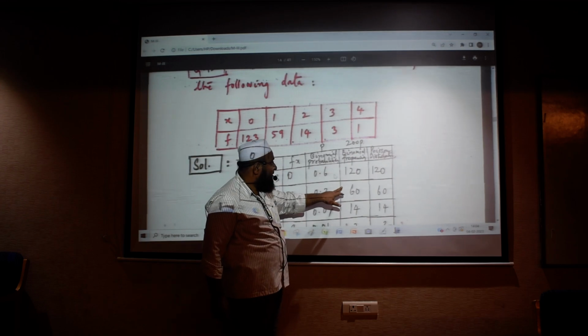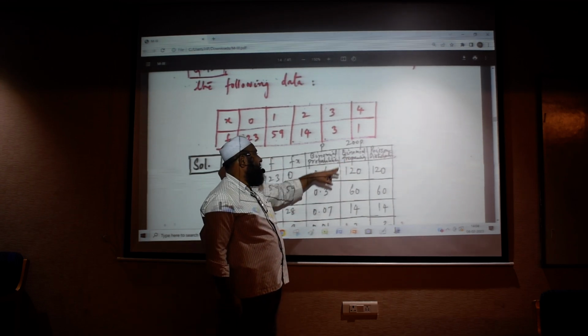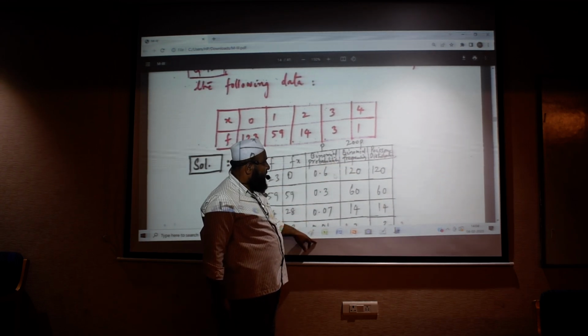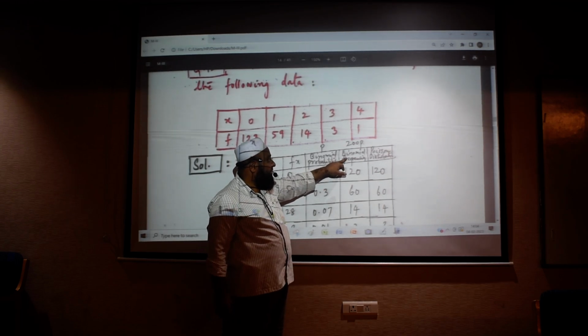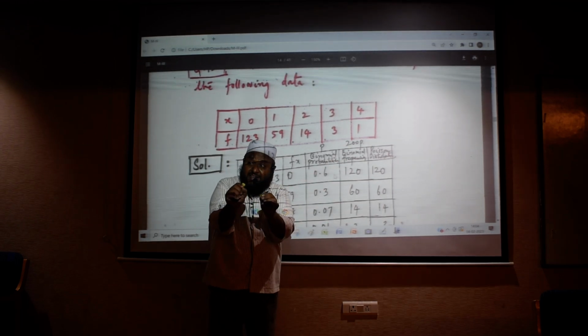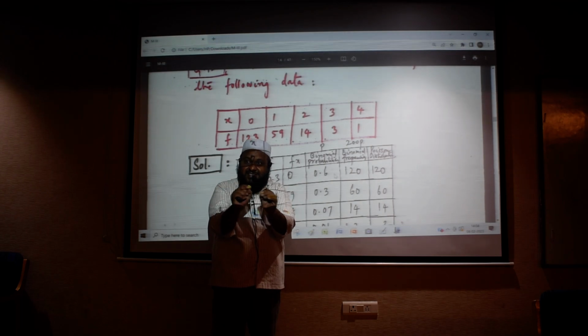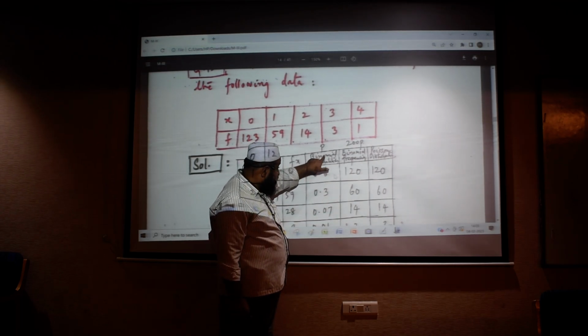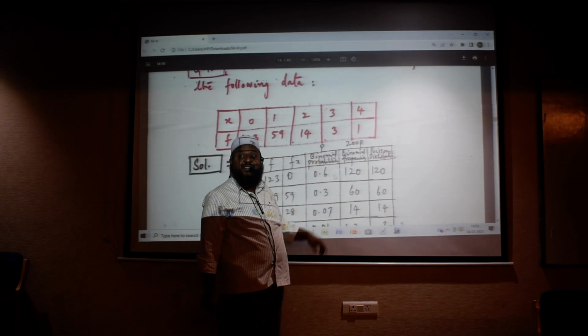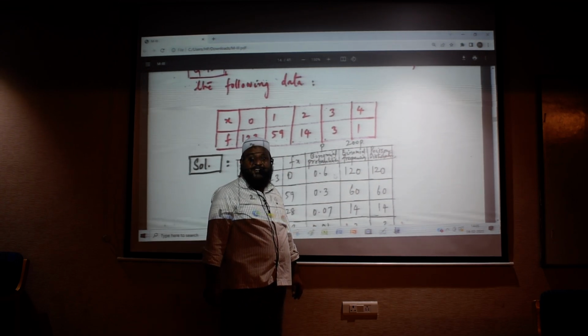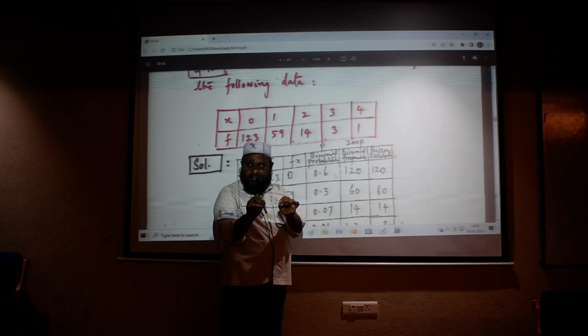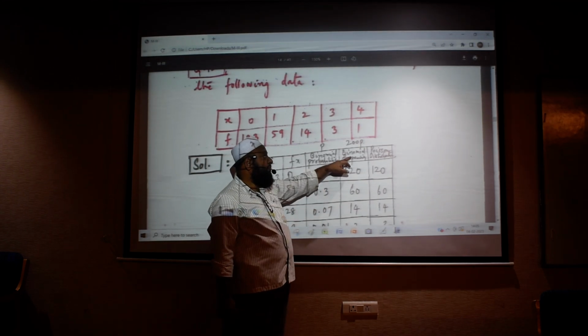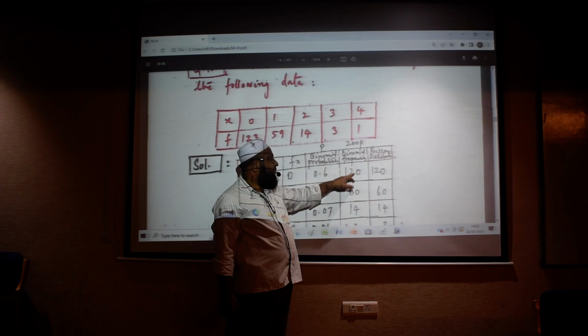It is written as binomial frequencies, but this is the error. I did not get time to erase that one. These are not binomial probabilities. These are Poisson probabilities. You make a small change in the PDF, right? Then Poisson frequencies.